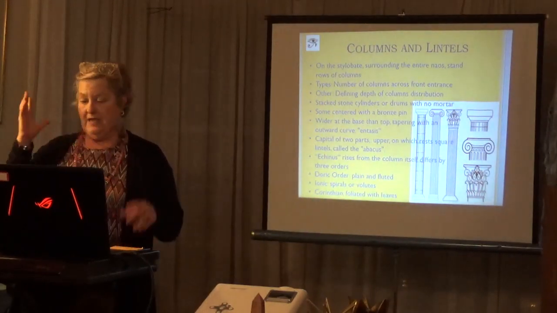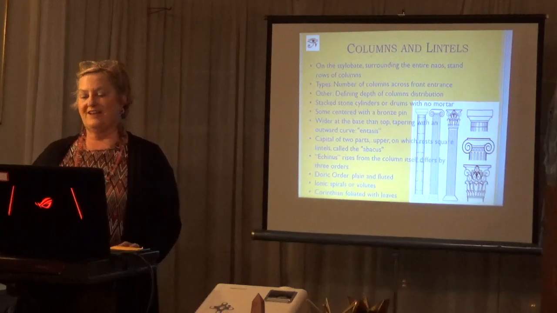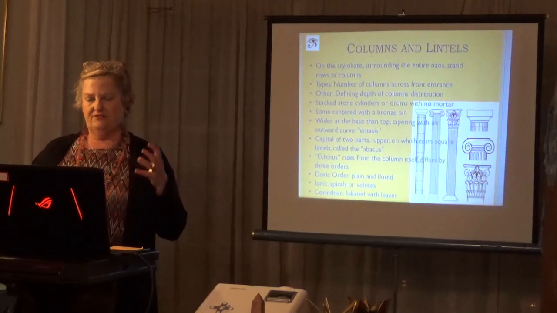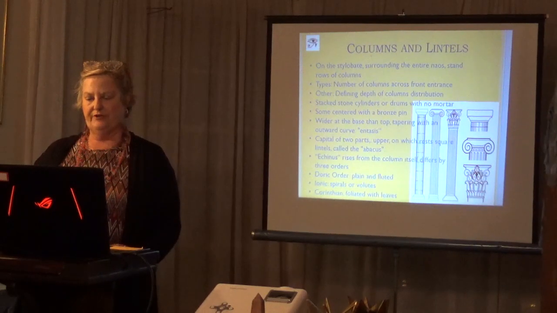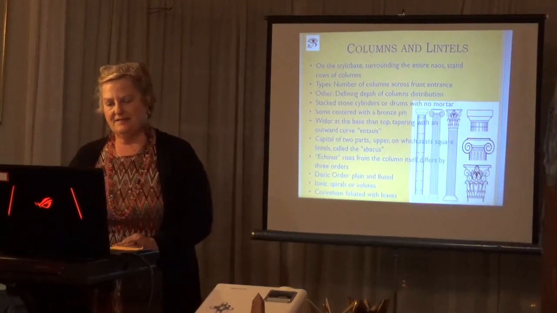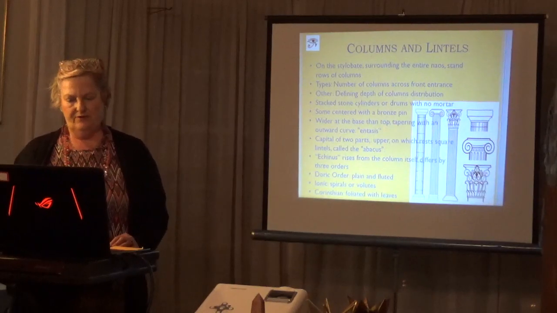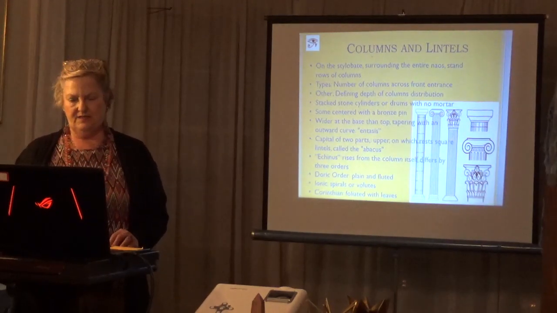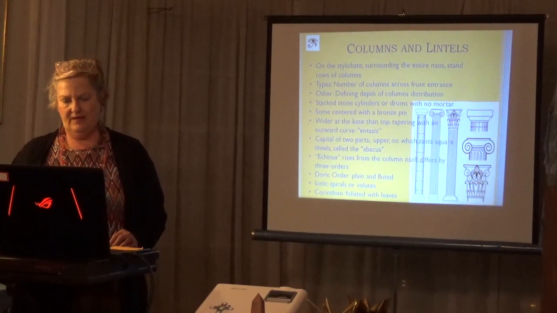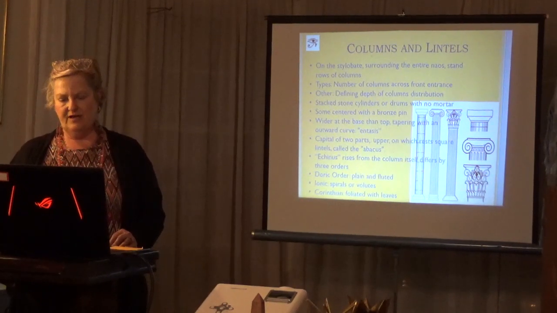Columns and lintels are really a big deal with Greek architecture. So standing on the stylobate is the row of columns. And they're really stacked drums on top of each other without mortar. Sometimes there might be a pin in them, and they're wider at the base and they taper. And this is called entasis. The tops of the columns have 2 parts. One rests on the lintel, and this is called the abacus. And the echinus rises from the column.